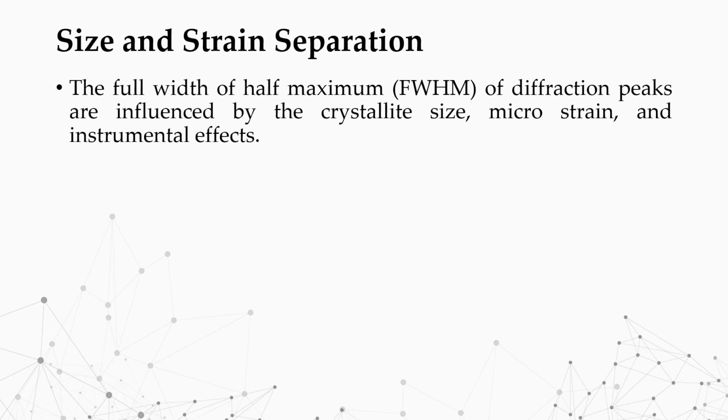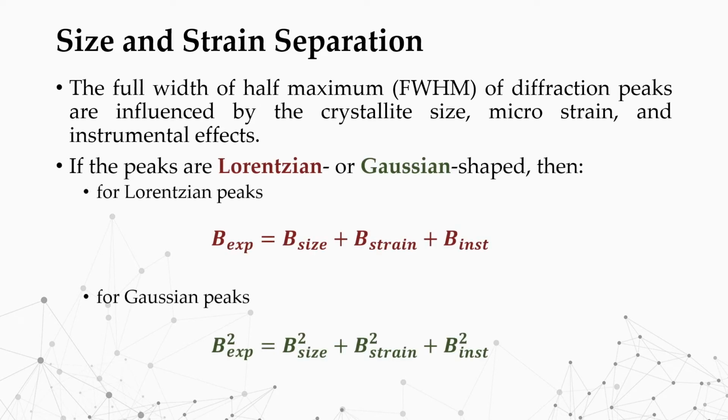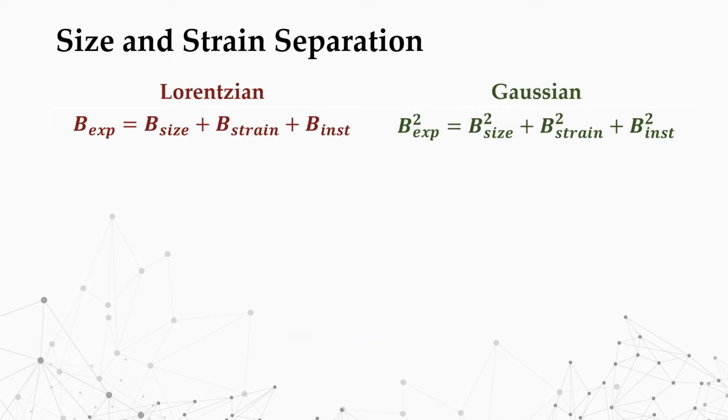The full width at half maximum, FWHM, of diffraction peaks is influenced by the crystallite size, microstrain, and instrumental effects. The relation depends on whether the peak is Lorentzian or Gaussian in shape. The terms are intuitively as follows.